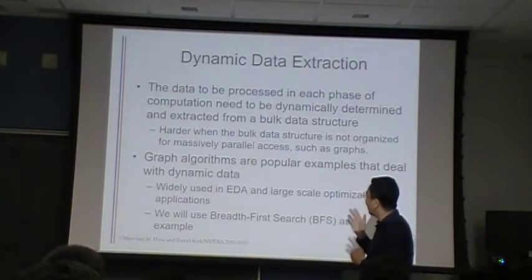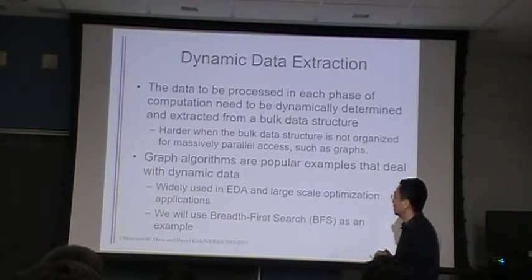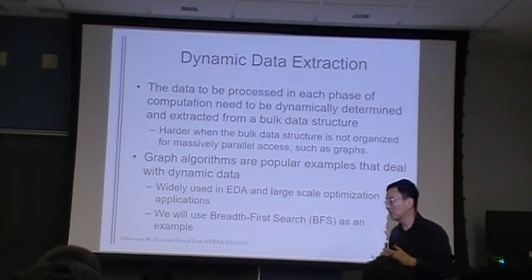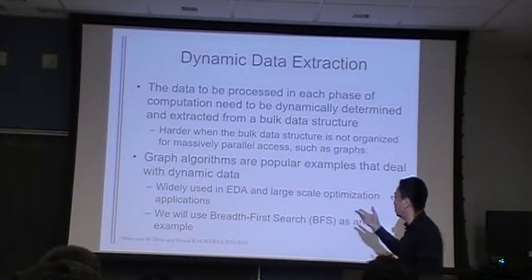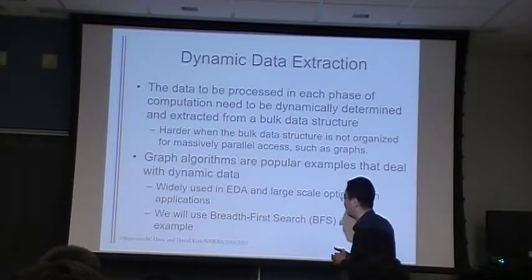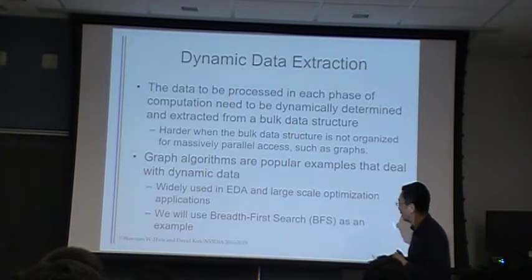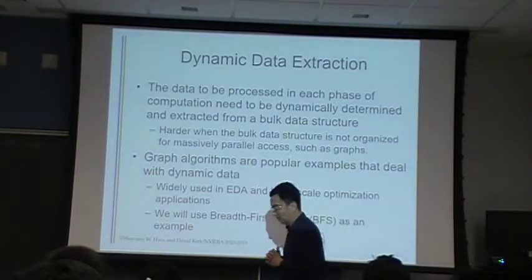So the graph algorithms are popular examples that deal with this dynamic data. It's widely used in electronic design automation and large-scale optimization applications. So we use, as I said, the simplest form, breadth-first search, as an example.